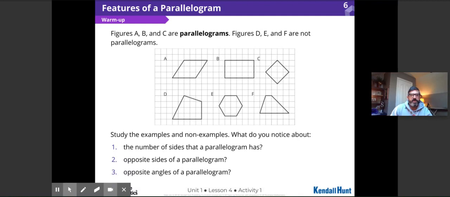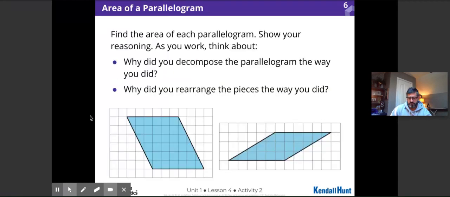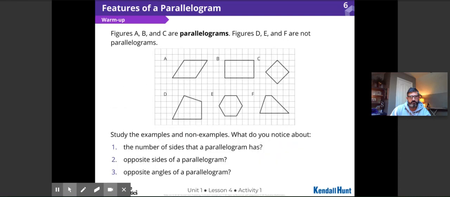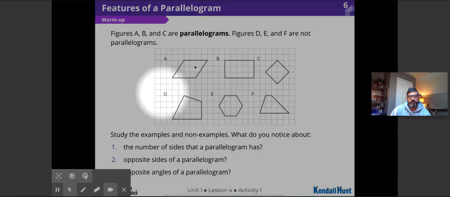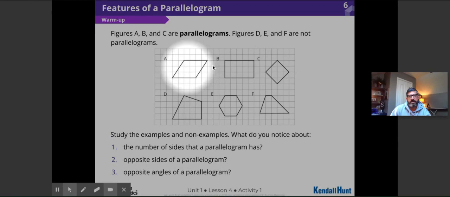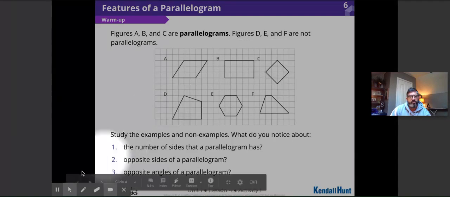All right, let's look at some things about those shapes. When we look at that, we see A, B, and C are actually the parallelograms. So this one here, A, B, and C, those are our parallelograms.